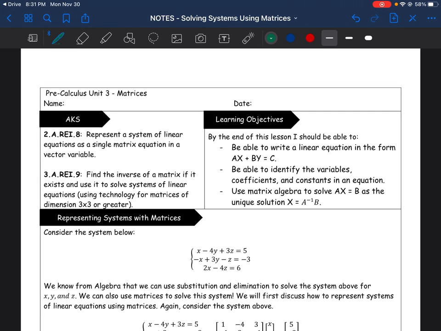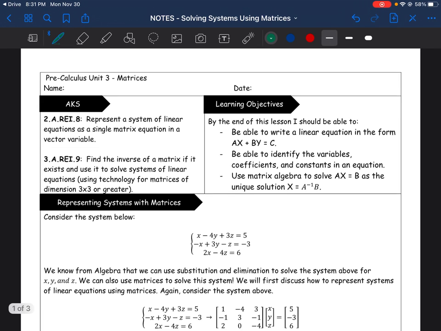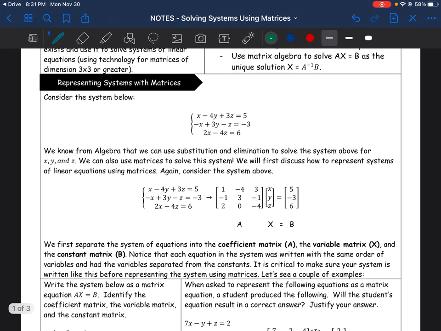In today's video, we're going to learn how to represent and solve systems of linear equations using matrices. Let's go ahead and get started. So consider the system right here. It has three variables, x, y, and z, that we would want to solve for.